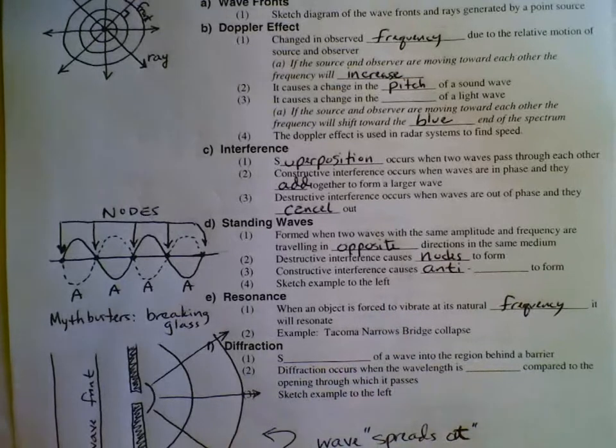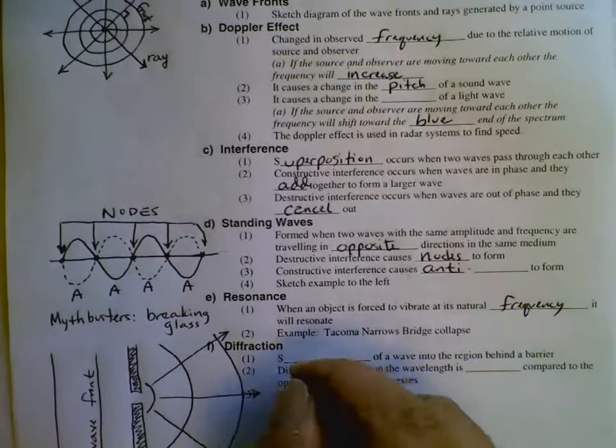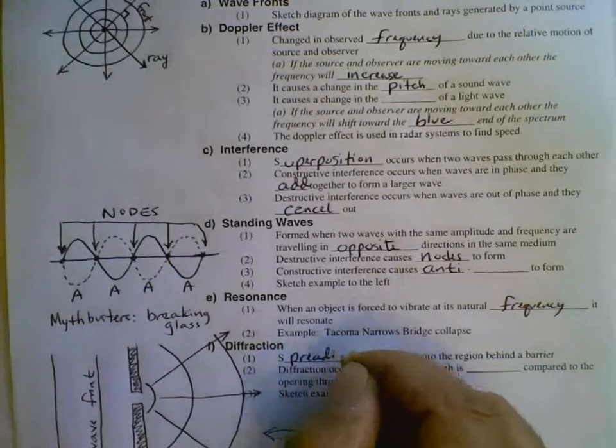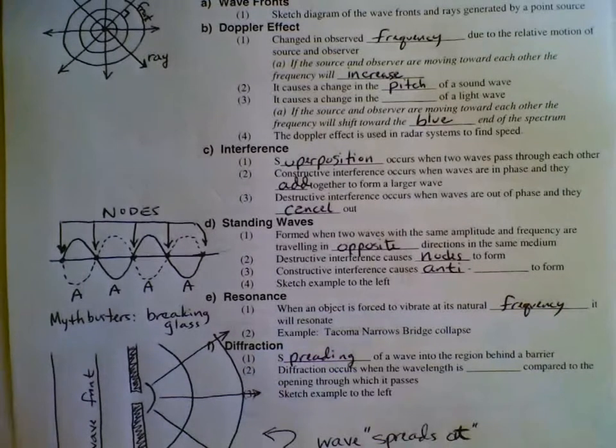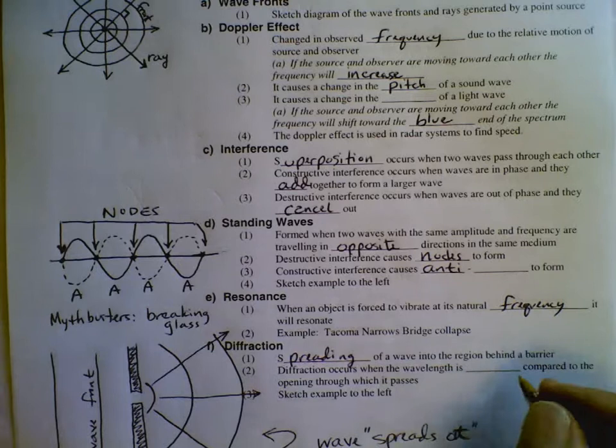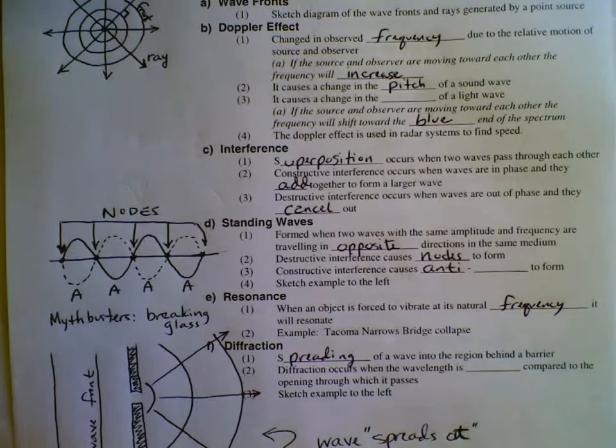We move on to diffraction, and diffraction is the spreading of a wave into the region behind a barrier. Diffraction occurs when the wavelength is large compared to the opening through which it passes.